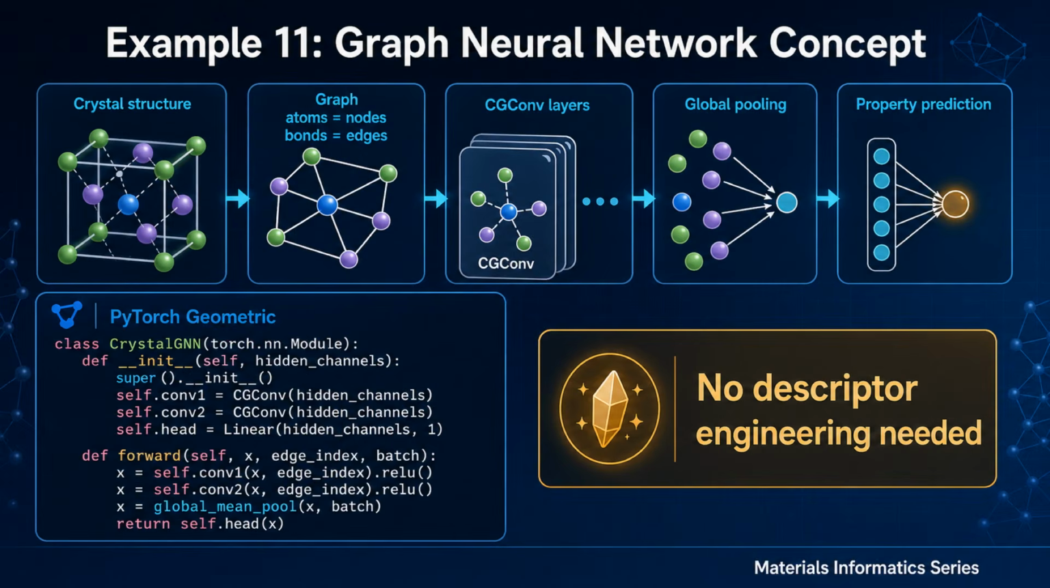Graph neural networks represent a paradigm shift in materials prediction. Instead of engineered descriptors, GNNs work directly on crystal structures represented as graphs. Atoms become nodes with features like atomic number and electronegativity. Bonds become edges with features like distance and bond type. Graph convolution layers aggregate information across the structure, and global pooling creates a fixed-size representation for property prediction. The key advantage: no descriptor engineering required.